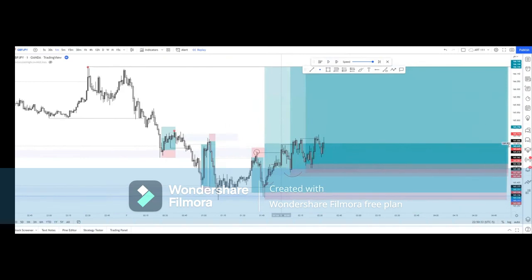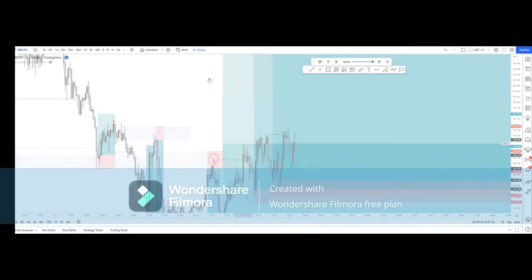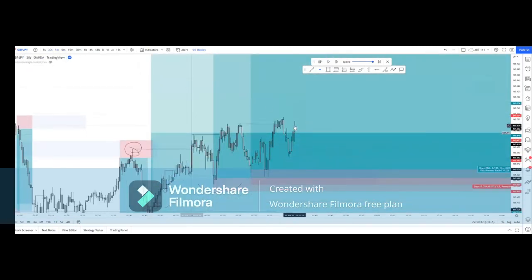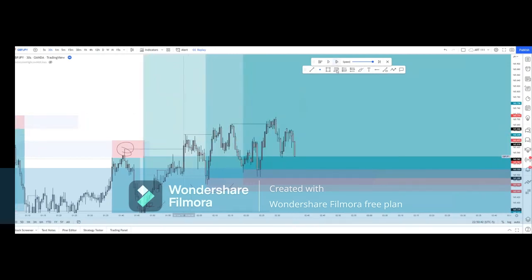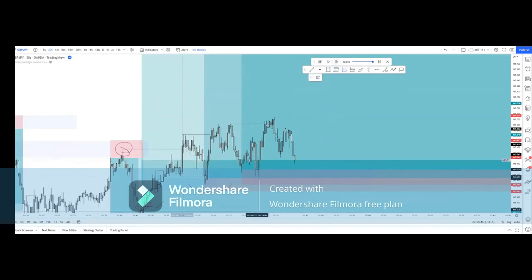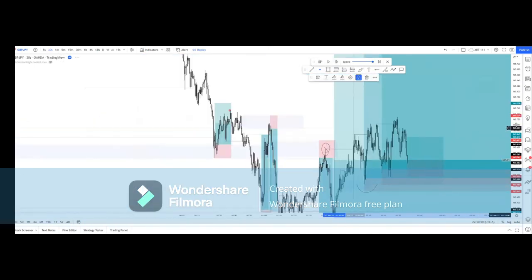That looks like an inducement. Let's see. Yeah, so I'm gonna short right when it goes below that. Right there. There's a rejection block. I'm a long right here.